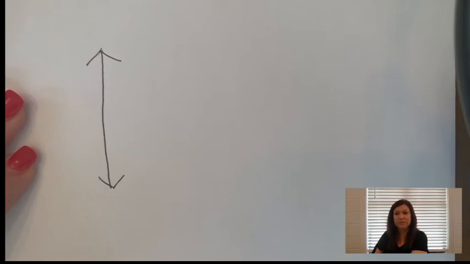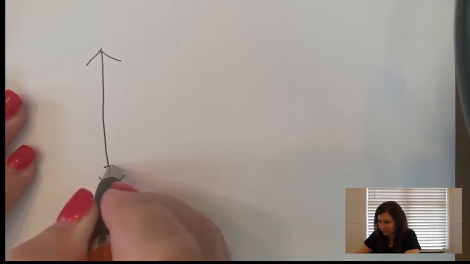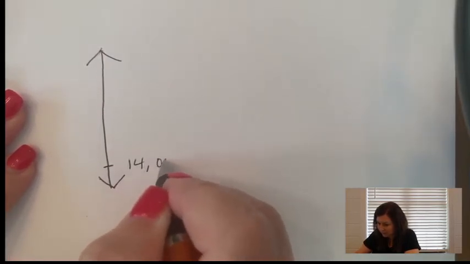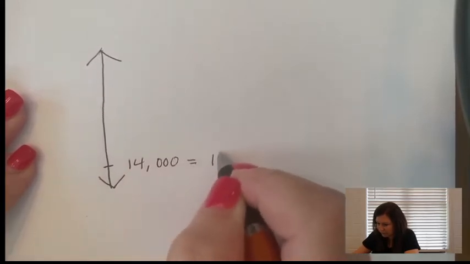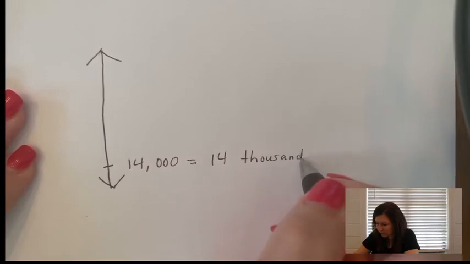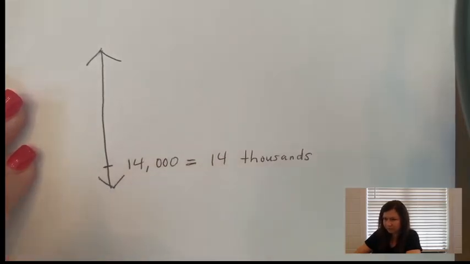That's correct. There's 14,000. Okay, so we're going to start off down here at the very bottom and put 14,000, and that would be 14,000 at the bottom of our number line.